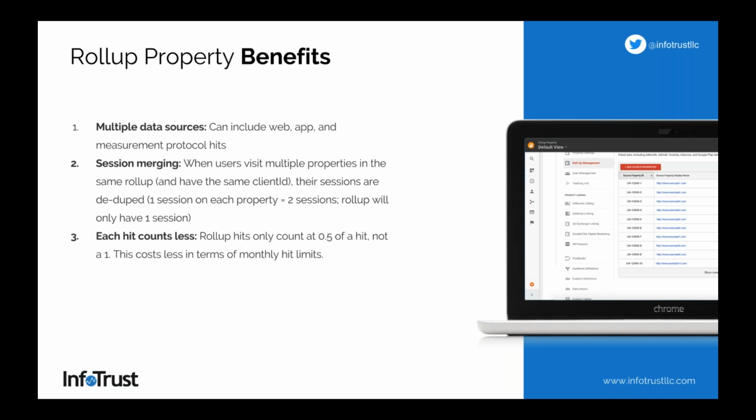For those of you that don't know, Google Analytics 360 is hit based, so it has monthly hit limits. The first tier is essentially 500 million hits a month. So obviously, if you don't want to pay a whole bunch more money to create a Rollup property tracker, this is going to cut that cost in half a little bit. So that's nice. It doesn't count as a full hit.